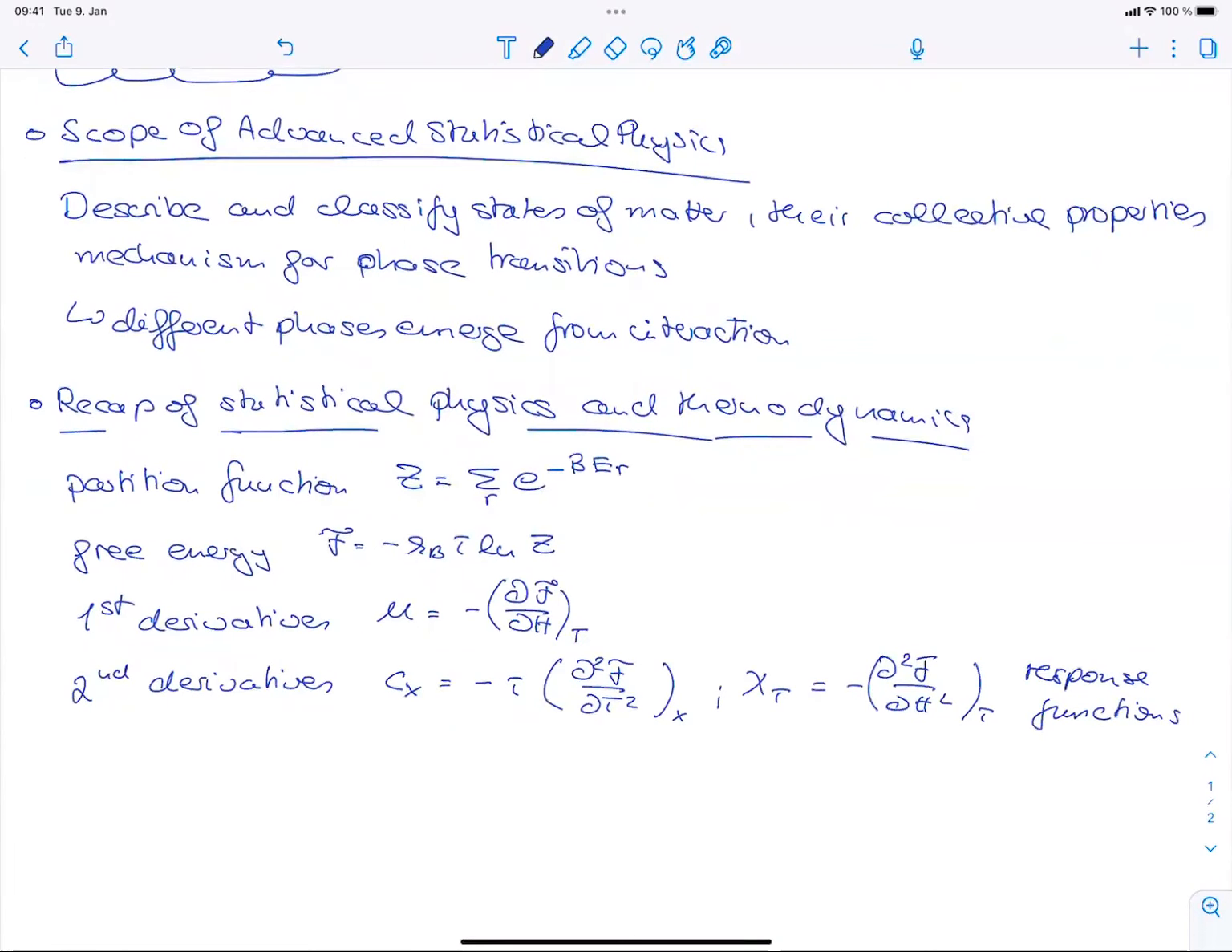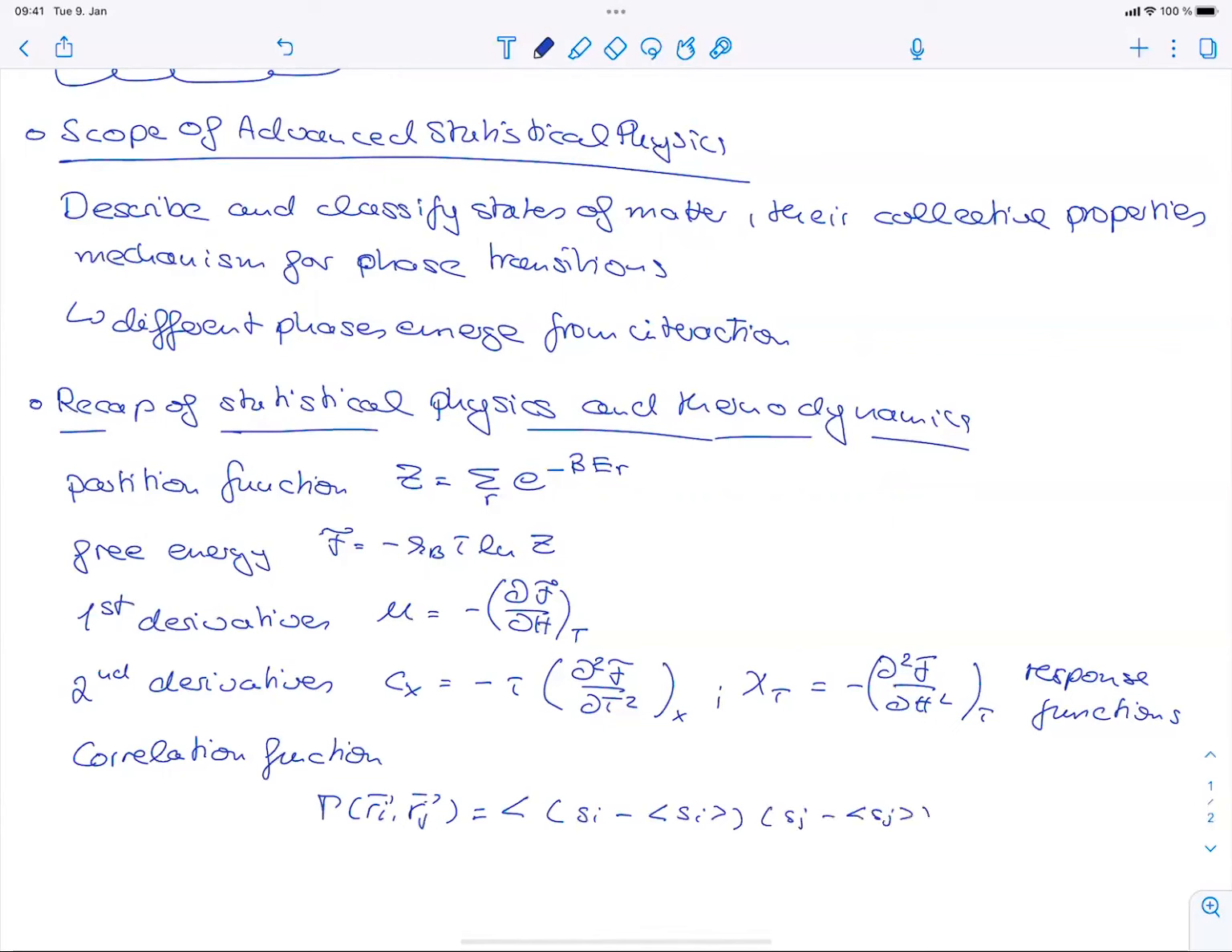And at last, we also talked at length about correlation functions, which measure the fluctuations or the correlation of fluctuations in a system. Here again, I'm turning to the spin system to define the strength of fluctuation, namely the deviation from the mean spin measured at two different points in space, and the average correlation of these fluctuations. Both pointing up, you would have a high correlation.